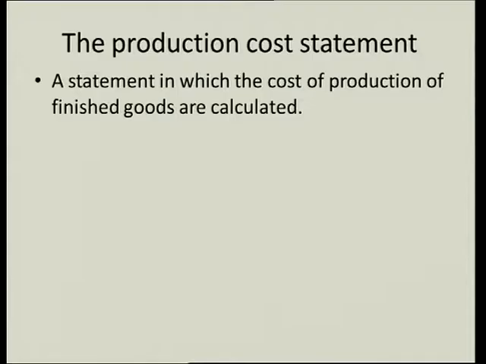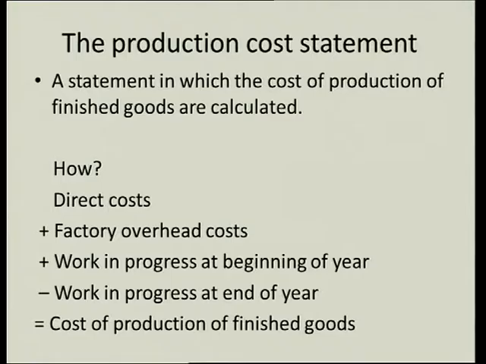So let's go to the PowerPoint again. Our production cost statement is a statement in which the cost of production of all finished goods are calculated. So you have your direct costs, your factory overhead costs, your work in progress at the beginning of the year, minus your work in progress at the end of the year, and that equals the cost of your finished goods. But it's not so simply put. This is really what the production cost statement looks at. Direct costs plus factory overhead costs plus all your work in progress at the beginning of the year minus all your work in progress at the end of the year, and that is your cost of production of finished goods.